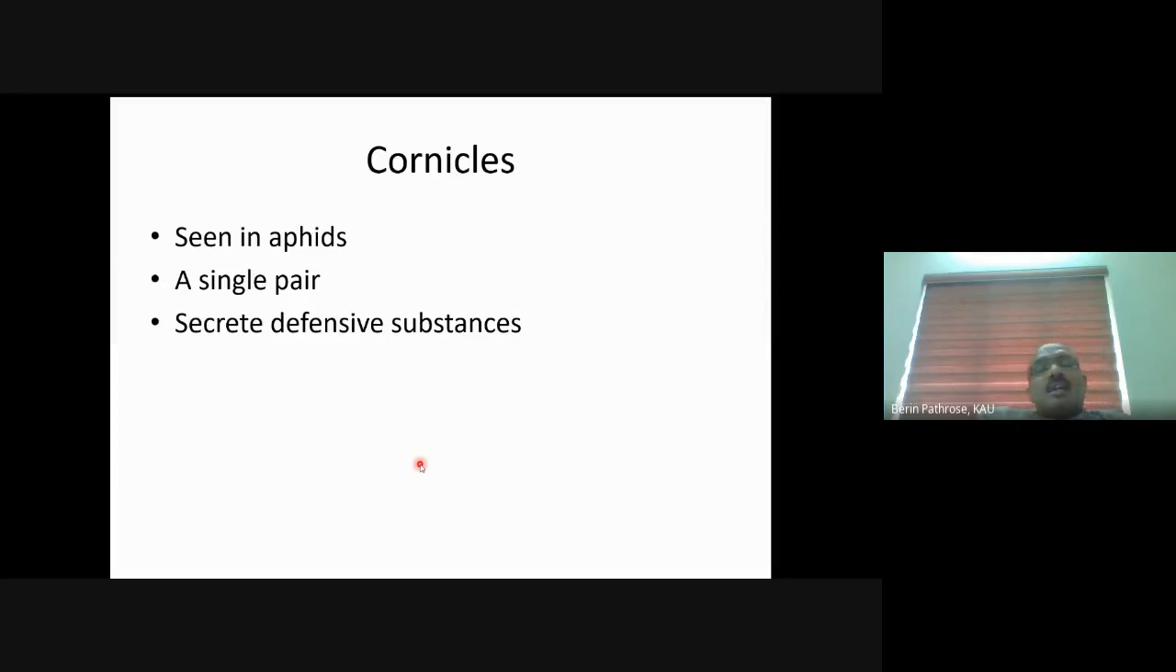And another abdominal appendage is seen in an insect group called aphids. Aphids are pretty common as a pest in many crops. This is the black insect which is normally seen in cowpea.